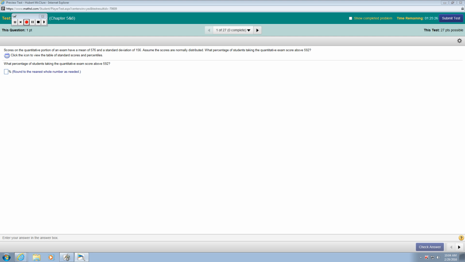We've got all of this out of the way, so I take my black marker and take all this out. Right there. What percentage of students are above 592, assuming the score is normally distributed? So right now we have to find 592. I'm going to take my blue marker. Where is 592? Somewhere in here. We need to find this area, because the area under the curve is the probability.